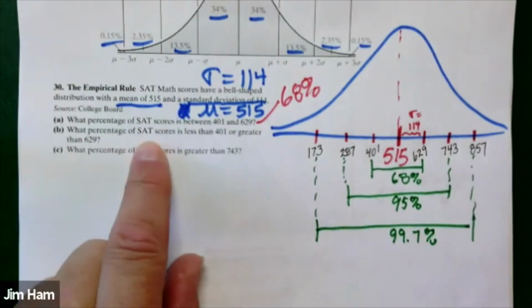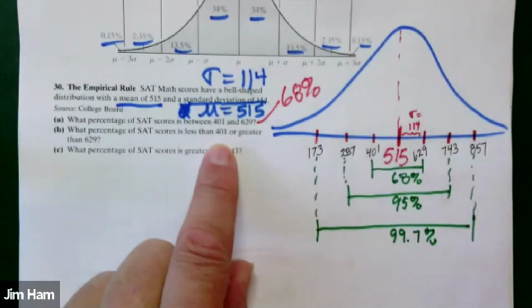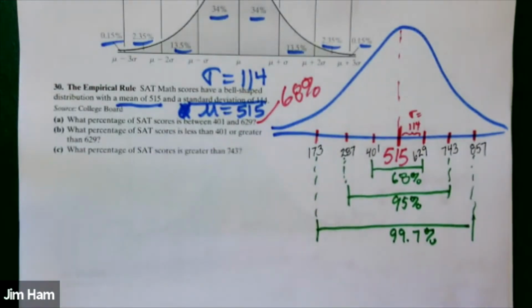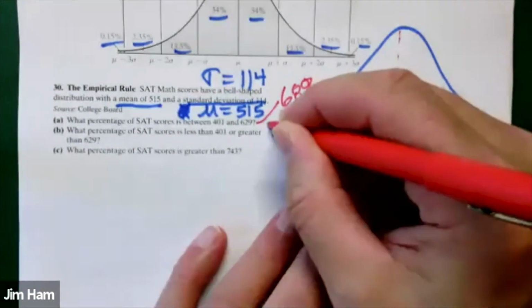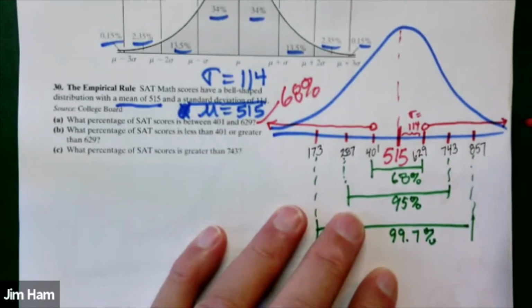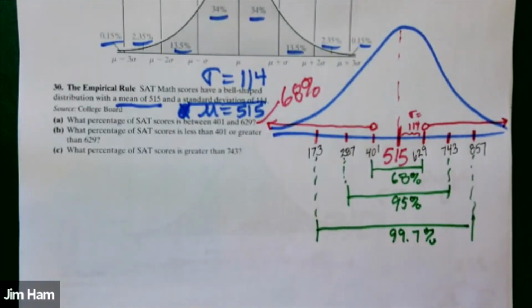What percentage of the SAT scores is less than 401 or greater than 629? So I guess they're looking at less than 401 or greater than 629. What do you think, based on what you know about this curve?